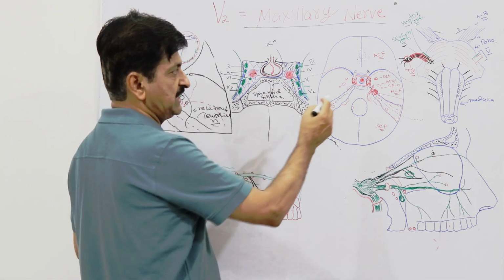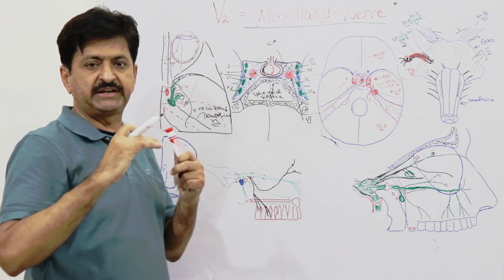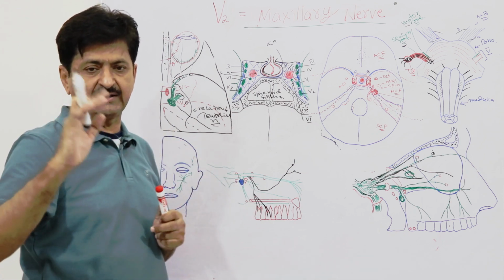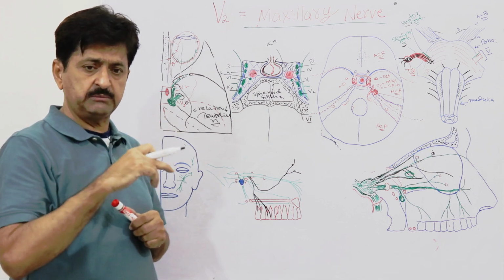And if you are discussing the motor root which is present there, that motor root will be totally, 100%, delivered to and distributed in the mandibular nerve, and that will be discussed in the mandibular nerve.